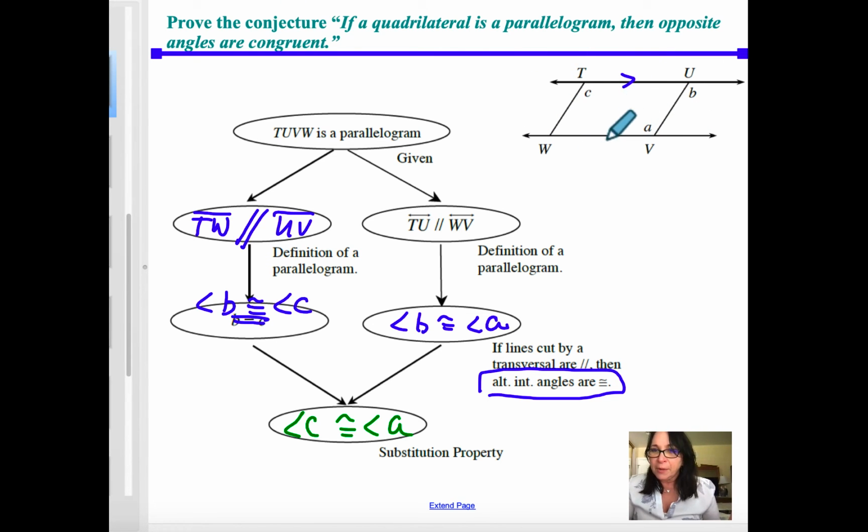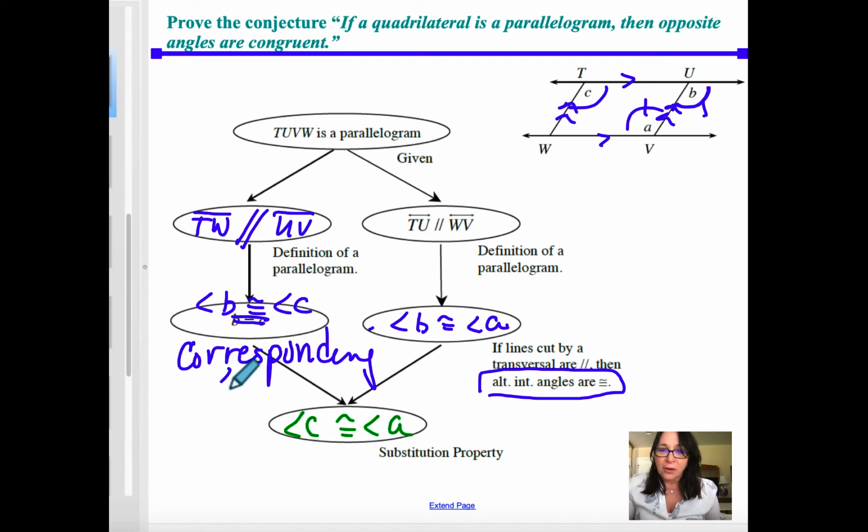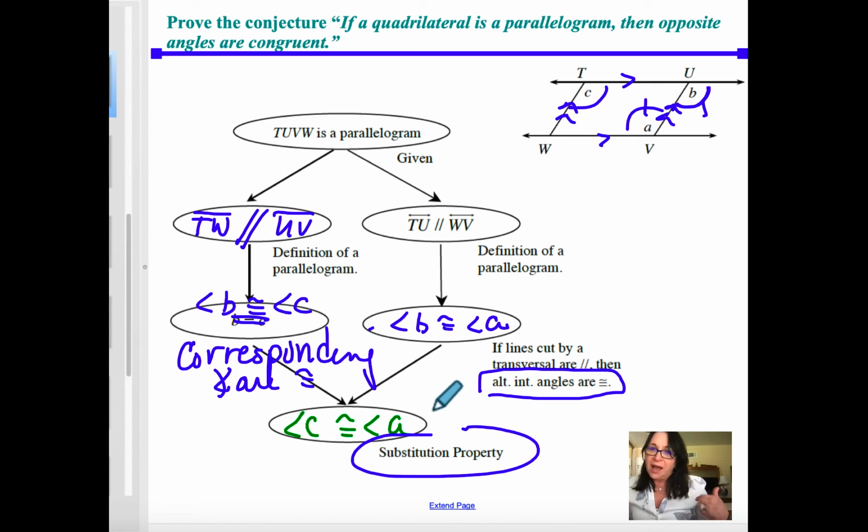Because it's a parallelogram, both pairs of opposite sides are parallel. Okay? Check. Because it's a parallelogram, we know that angle B is equal to angle A. Alternate interior angles are congruent. We also know, because it's a parallelogram, that C would be congruent to B here. And the reason for that would be corresponding angles are congruent in a parallelogram. So I know that B equals C and A equals B. So by the substitution property, I can say that A equals C. And then you have a proof.